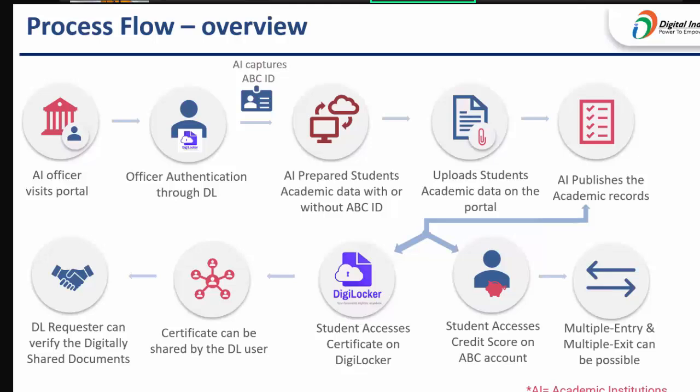This is a small overview. The academic AI stands for academic institution here. So the academic institution officer visits the portal, which is the NAD portal, and then the officer authenticates through DigiLocker. The academic institution prepares students' academic data with or without ABC ID, uploads the students' academic data, then publishes the academic records. Then the requester can verify the digitally shared documents, then the certificate can be shared by the user, through which students will be able to access the certificate, and they'll have the option for multiple entry and multiple exit.